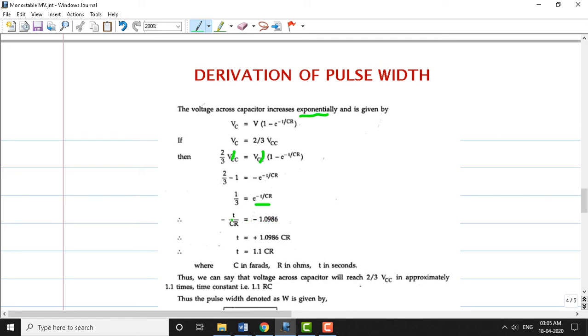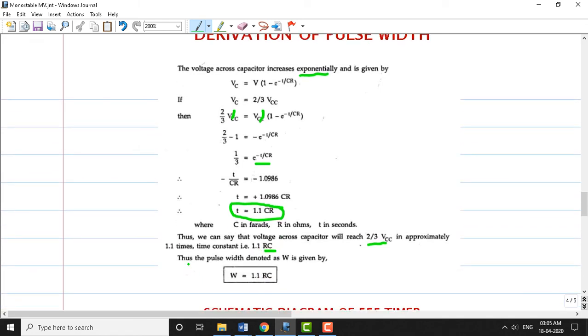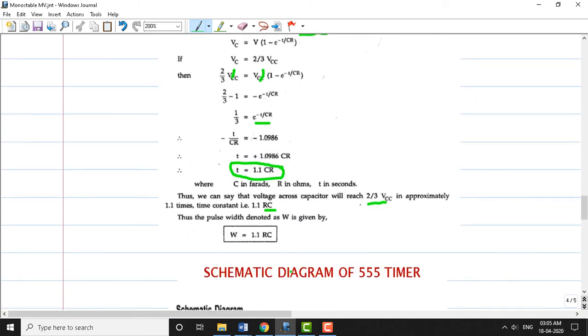1.0986. On simplification, the final expression for the pulse width is t equals 1.0986 CR. This can be approximated to 1.1 CR, where C represents the capacitance in farads, R represents ohms, and t denotes seconds. Thus the voltage across the capacitor reaches 2/3 VCC in approximately 1.1 times the product of resistance and capacitance. So the pulse width is denoted as W, and W equals 1.1 RC.